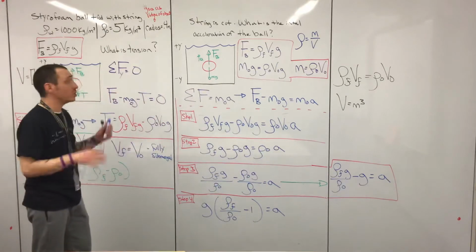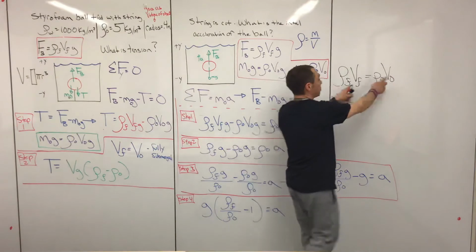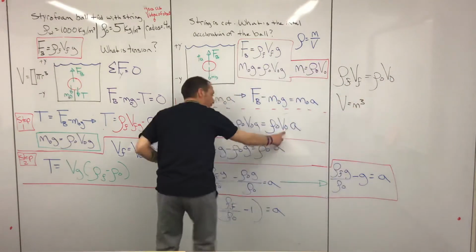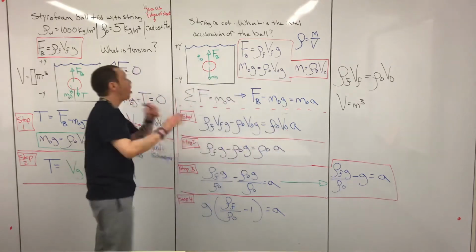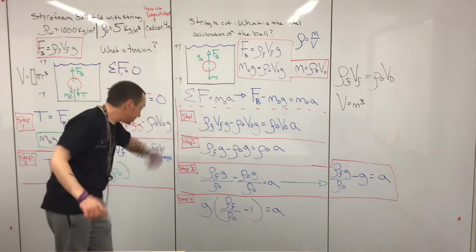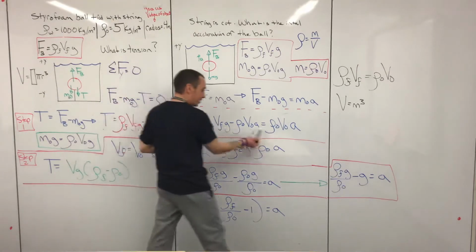The other thing that we know is that because this thing's fully submerged, these volumes are the same. That means all these volumes, whether it's the volume of the fluid or the volume of the object, they're all the same. So why carry them through? That means we can cancel in every term.